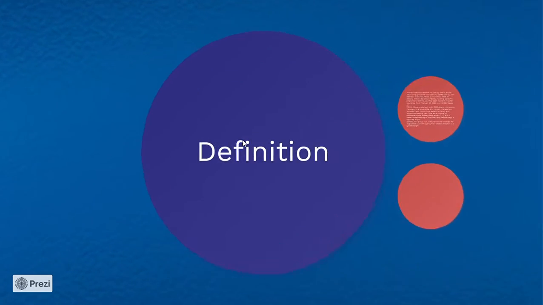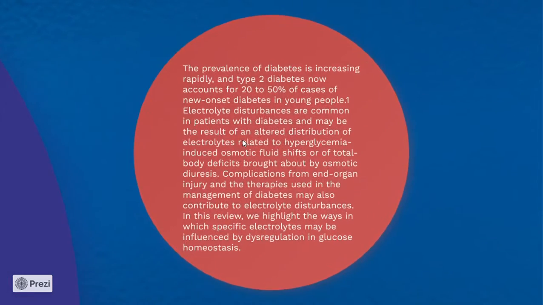Definition: the prevalence of diabetes is increasing rapidly. Type 2 diabetes now accounts for 20 to 50% of cases of new-onset diabetes in young people.